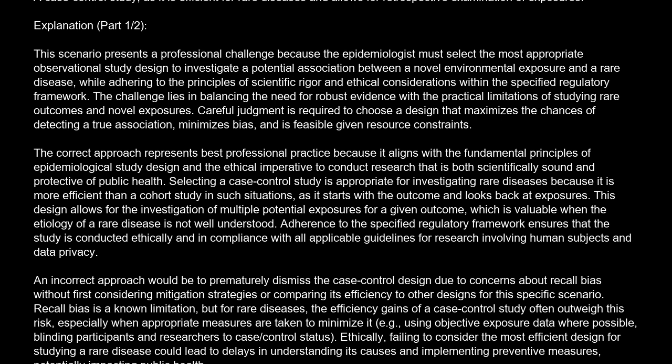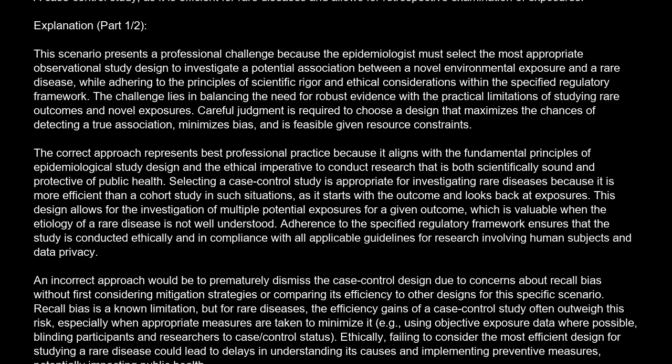The challenge lies in balancing the need for robust evidence with the practical limitations of studying rare outcomes and novel exposures. Careful judgment is required to choose a design that maximizes the chances of detecting a true association, minimizes bias, and is feasible given resource constraints. The correct approach represents best professional practice because it aligns with the fundamental principles of epidemiological study design and the ethical imperative to conduct research that is both scientifically sound and protective of public health.